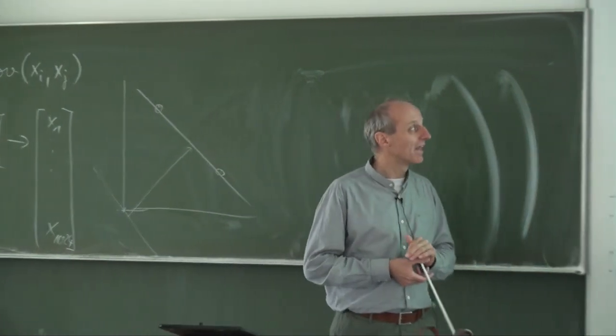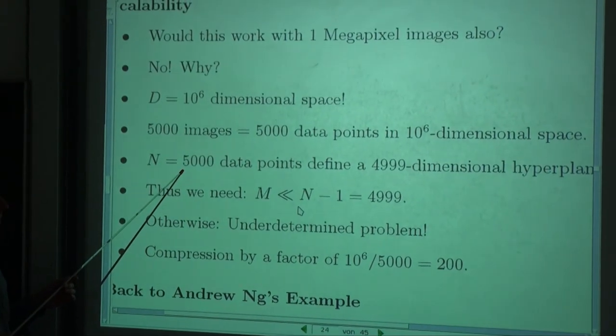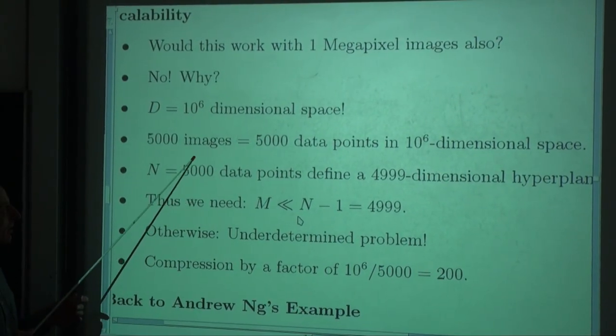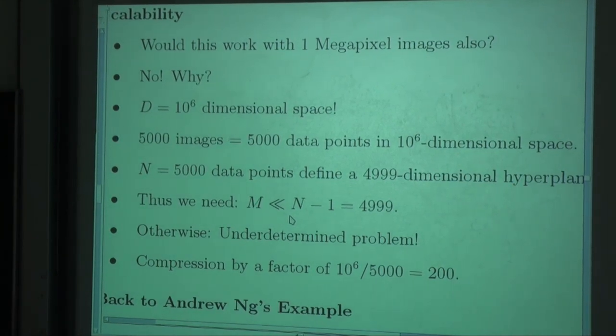Suppose we would have even fewer data points. Let's say 5 points. Only 5 points. 5 points would define a four-dimensional hyperplane in our 1,000,000 dimensional space. Okay?